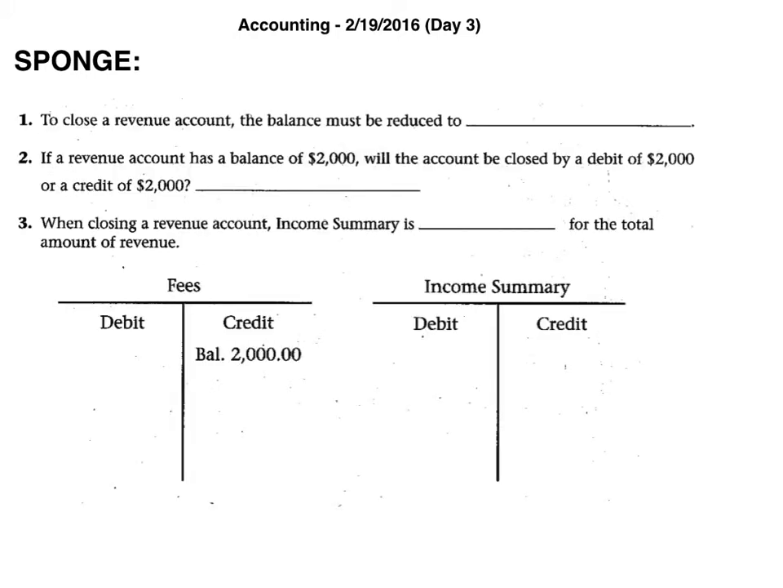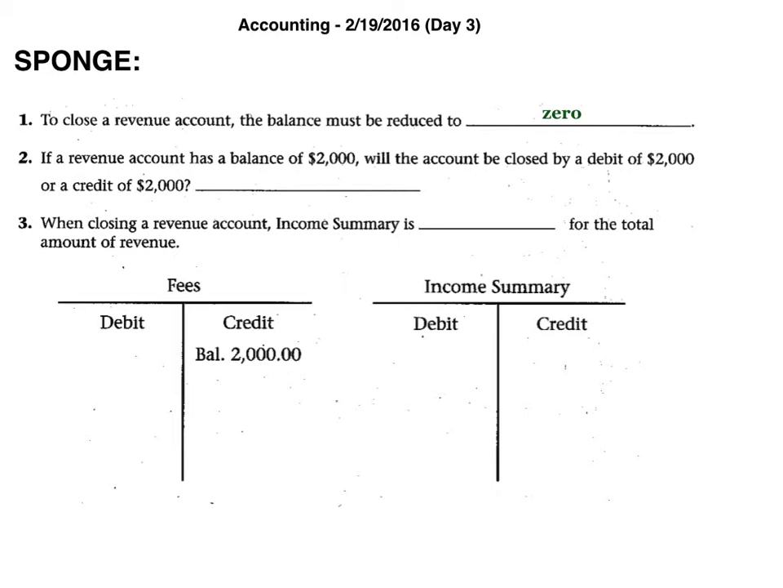So what we want to look at first is closing the revenue account, and we want to ask a couple questions. So try and fill in these blanks, and then we'll show the answers here. To close a revenue account, the balance must be reduced to what? 0. Okay, anytime we close an account, we're reducing its balance to 0, so it can start the new accounting cycle fresh.